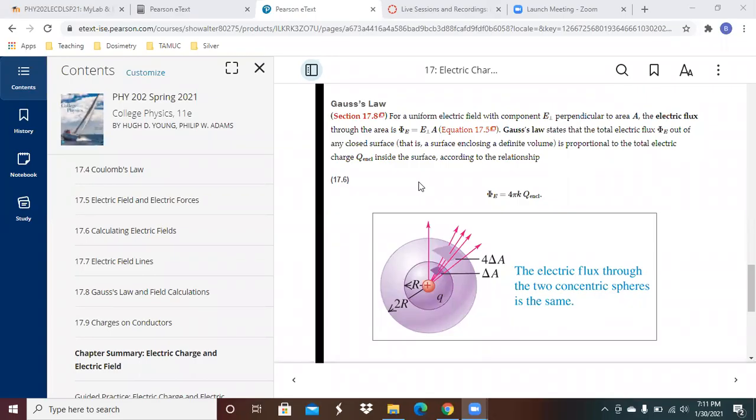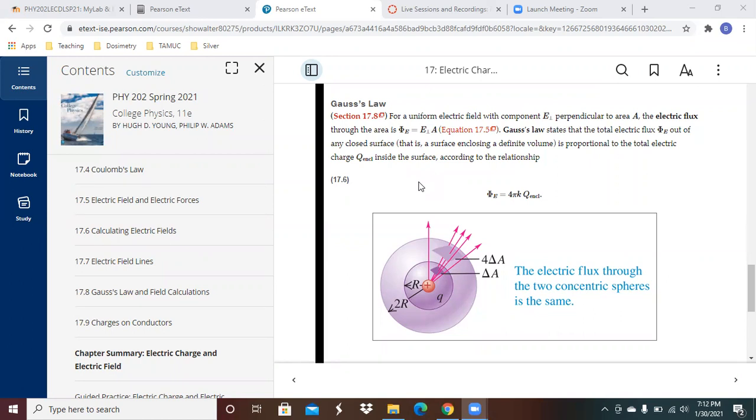This is going to be the lecture over section 17.8. We're going to be looking at Gauss's law. Gauss's law is a way of drawing a surface that encloses a specific charge or a specific distribution of charge, and trying to determine what the electric flux will be through that.